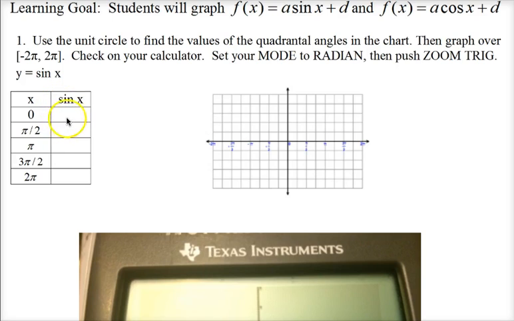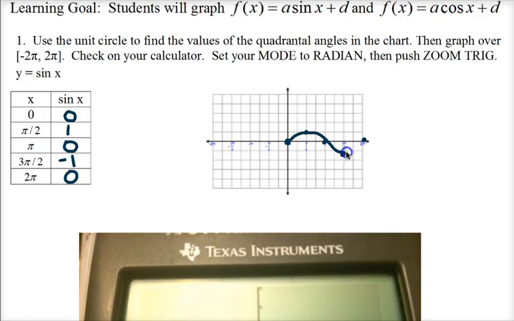In this chart, when the radians were 0, the sine value was also 0. When the radian was pi over 2, the sine value was 1. When we're talking about pi radians, the sine value was 0. For 3 pi over 2 radians, the sine value was -1. And for 2 pi radians, the sine value again was 0. Now if I plot this, I would have 0, 0, pi over 2, 1, pi, 0, 3 pi over 2, -1, and 2 pi, 0.